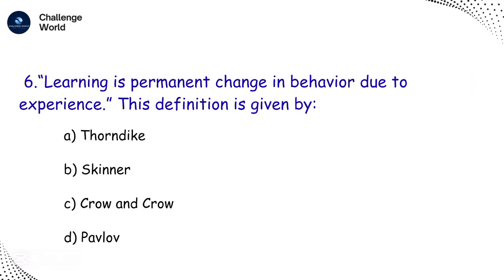Question 6 is, learning is permanent change in behavior due to experience. This definition is given by A. Thorndike. B. Skinner. C. Crow and Crow. D. Pavlov. Option C. Crow and Crow is the right answer. Crow and Crow defined learning as a permanent change in behavior resulting from practice and experience.